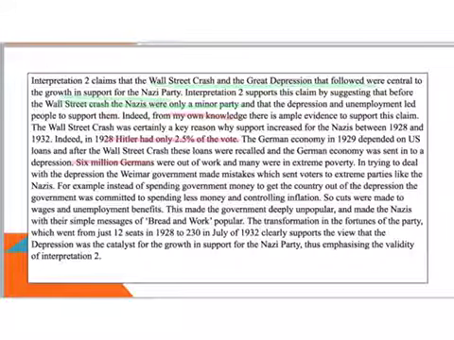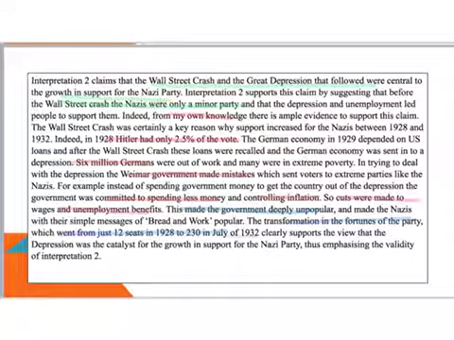Developing that on, the government made mistakes which sent voters to extreme parties. Instead of spending money, they were committed to spending less, controlling inflation, so cuts were made to wages and unemployment benefits. So there's clear knowledge of the impact and effect of the Depression in there. And then obviously the analysis starts to come in afterwards. This made the government deeply unpopular, and then this transforms the fortunes of the party.